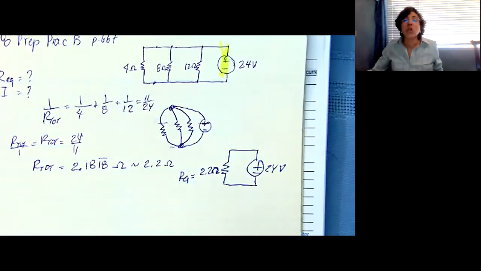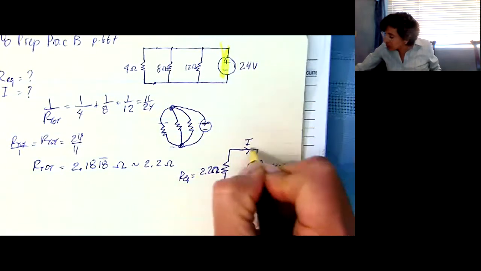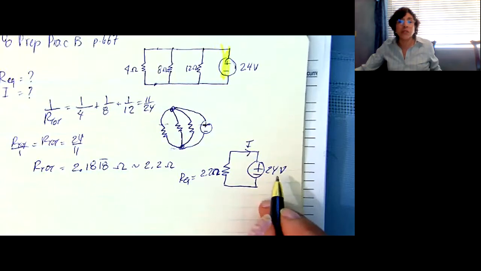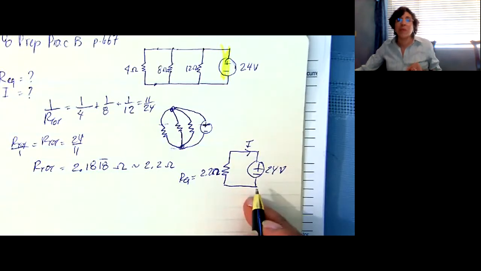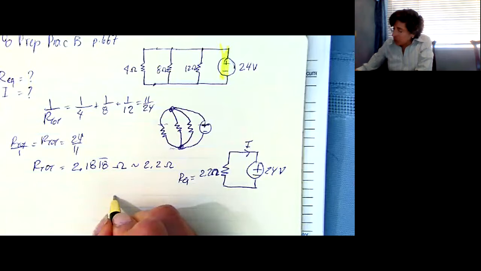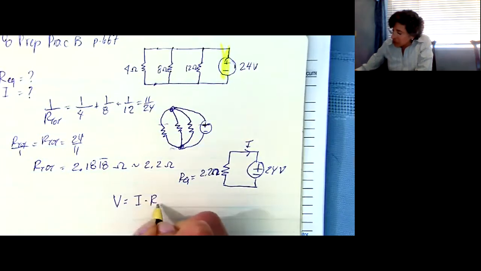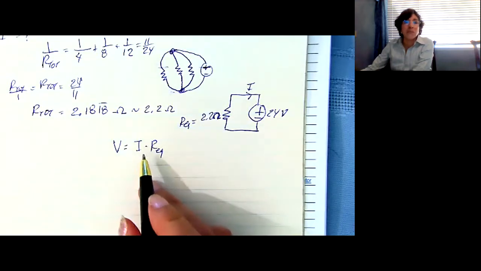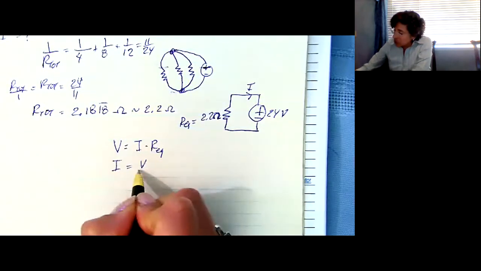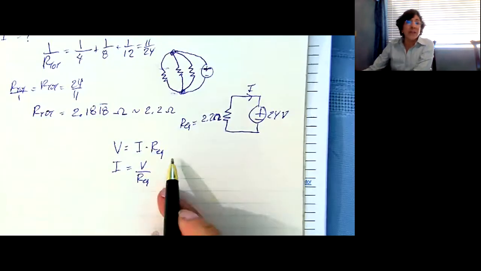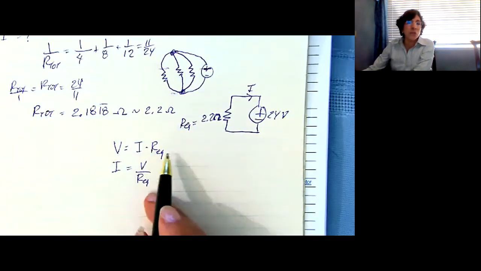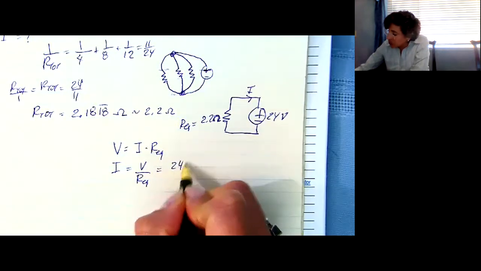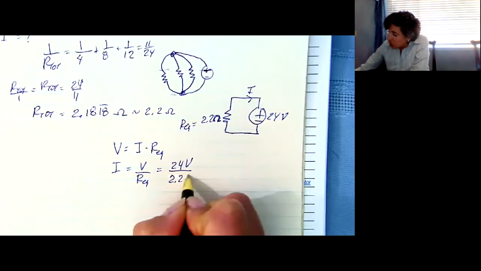Okay, so the question is, how much current is going through this? What is the current that's going around in this circuit, the one that's going through the battery? I know that the voltage is equal to the current times the equivalent resistance. I got my equivalent resistance, I got my voltage, so let's solve for the current. The current is just the voltage divided by our equivalent. I divided the equivalent to both sides, and it cancels out here. So the current is voltage over R equivalent, so I have 24 volts divided by 2.2 ohms.